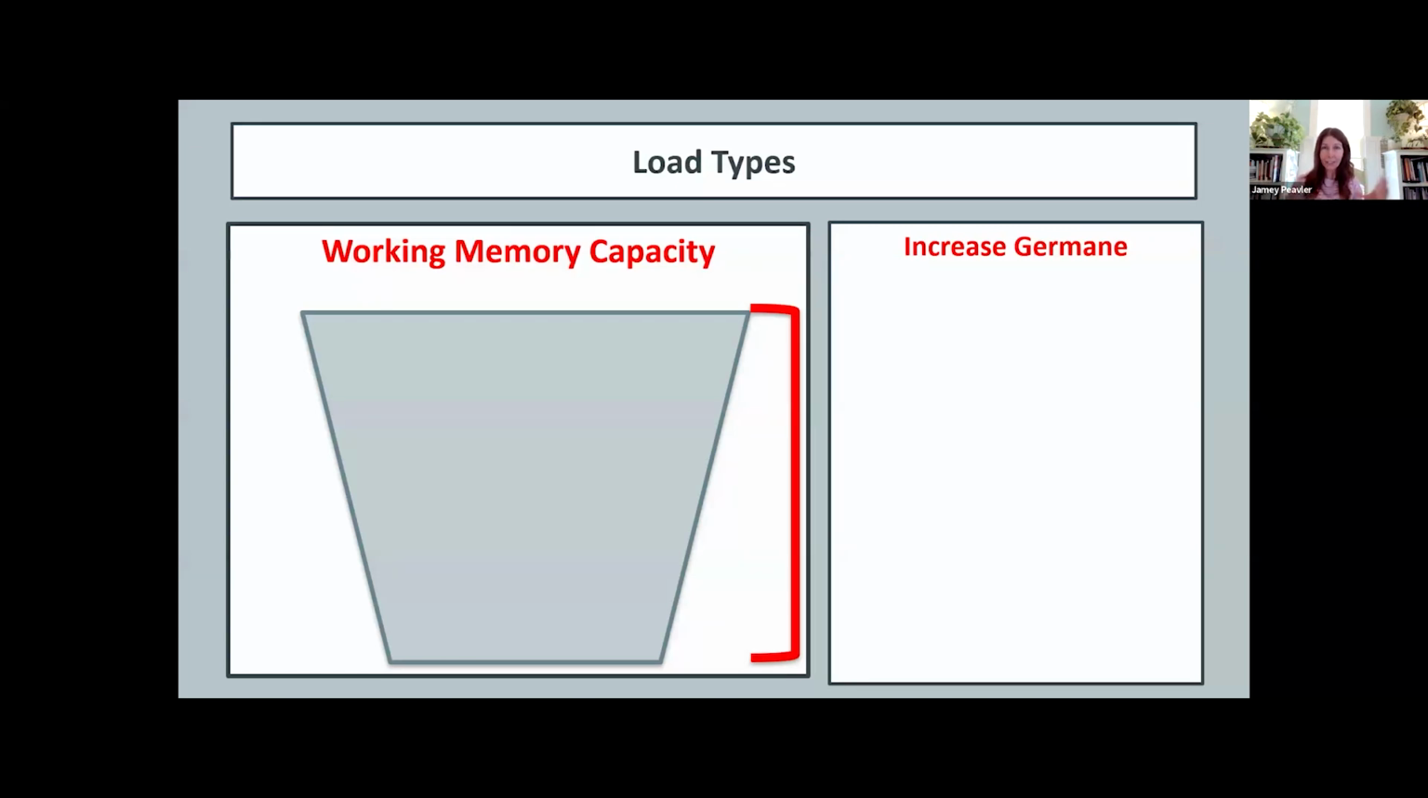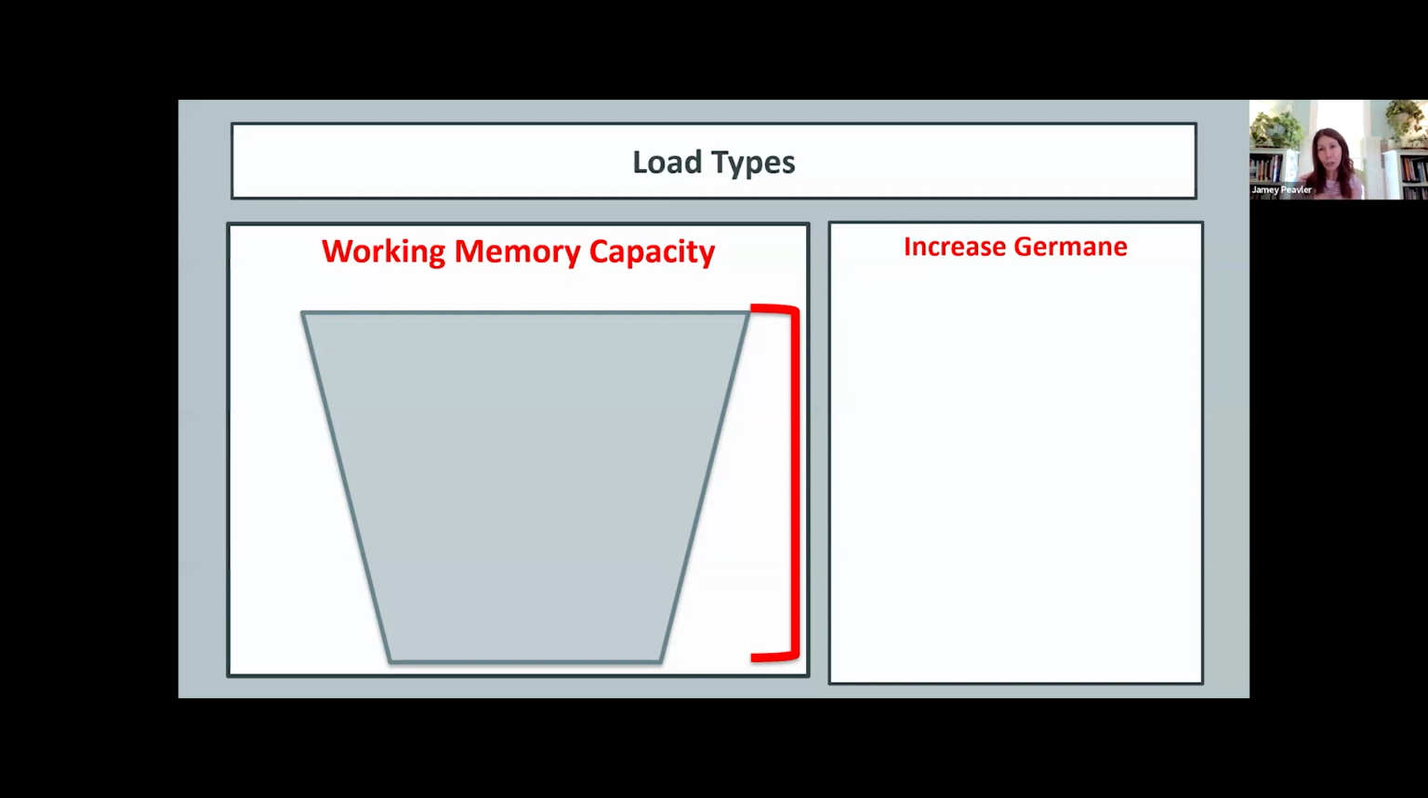So if we think about this image here, which is a cup, and I would challenge us to think about it instead as a funnel, because a funnel would be taking things out of working memory and moving them into long-term memory. And so with a funnel, the rate in which a funnel is draining something depends a lot on how wide or narrow the opening is.